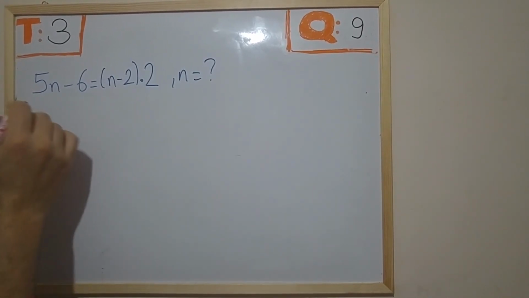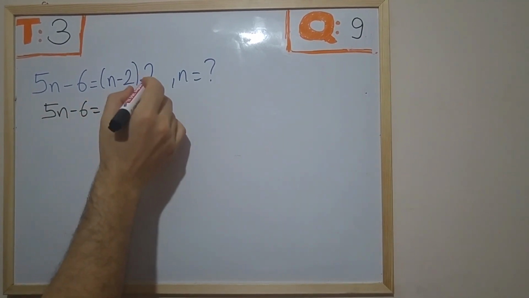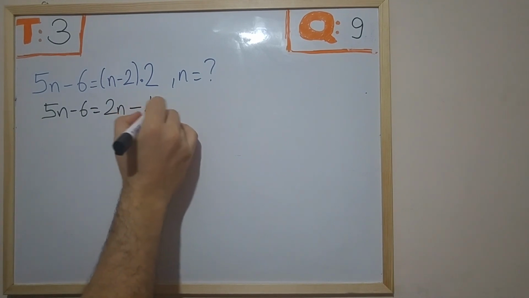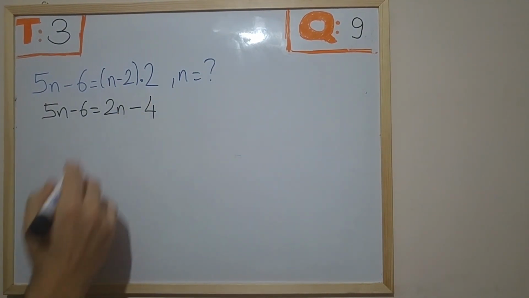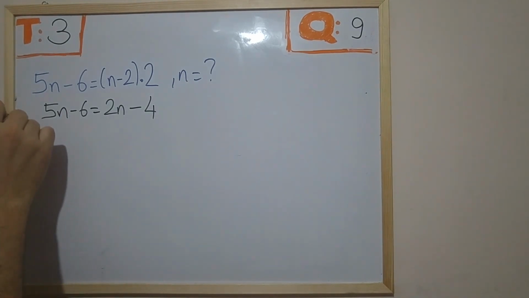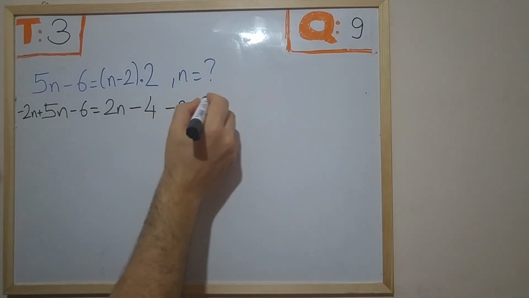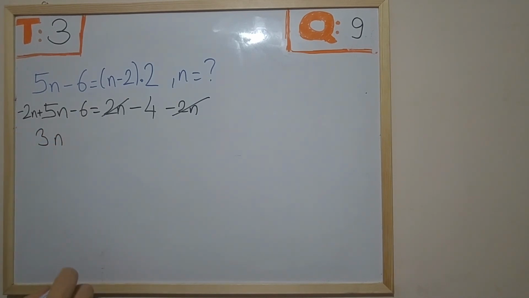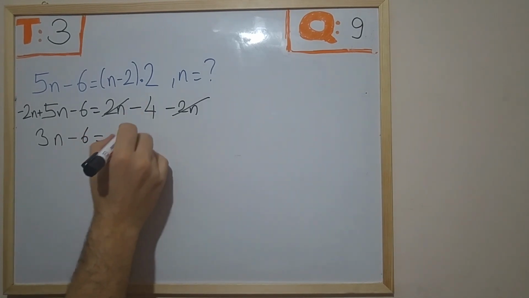Let's expand the parentheses first. 5n minus 6 is equal to 2 times n, which is 2n, minus 2 times 2, which is 4. Now let's get rid of 2n on the right-hand side. To do this, we should subtract 2n from each side, so that these 2n's cancel out, and we have 5 minus 2, 3n left on the left-hand side. Minus 6 is equal to minus 4.